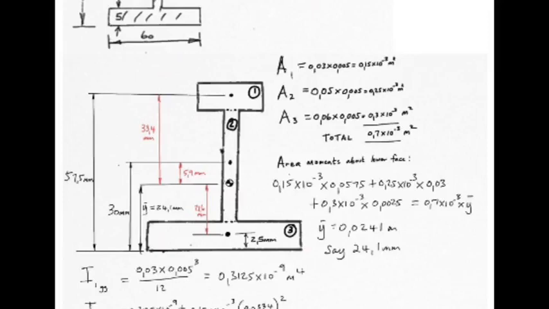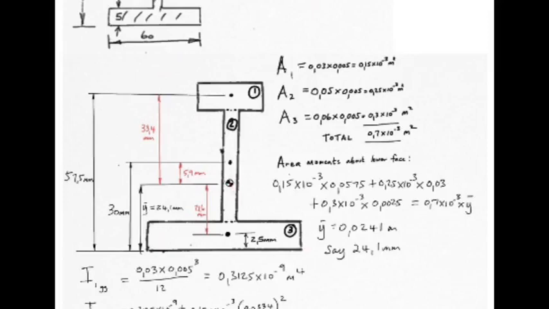And then the third one, 0.3 times 10 to the minus 3, which is the area of number 3, times 0.0025, which is the distance from this centroid to the axis in question. And then finally, that's all equal to total area, 0.7 times 10 to the minus 3, times the desired distance, which is the distance from the centroid down to that reference edge.